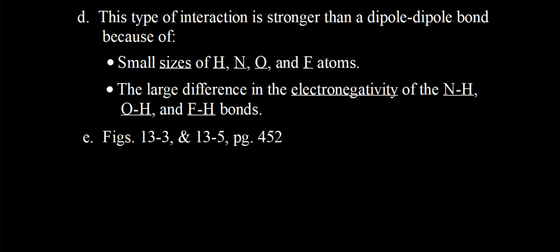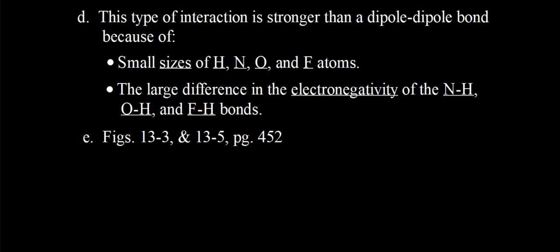It has to do with the small sizes of the nitrogen, oxygen, fluorine, and hydrogen atoms. All of those are really small. Also, the large difference in electronegativity of the bonded atoms: nitrogen-hydrogen, oxygen-hydrogen, and fluorine-hydrogen bonds. Those are very, very polar bonds because of the large difference in electronegativity of those atoms.